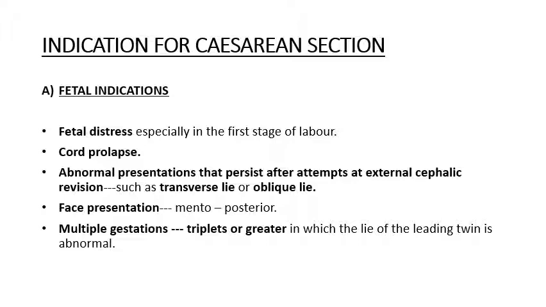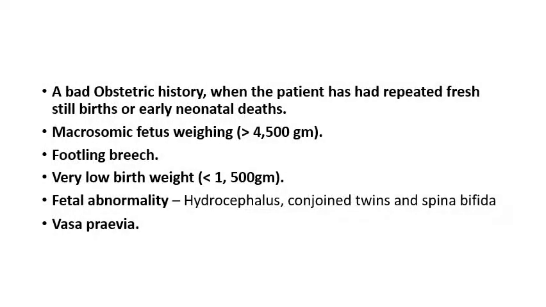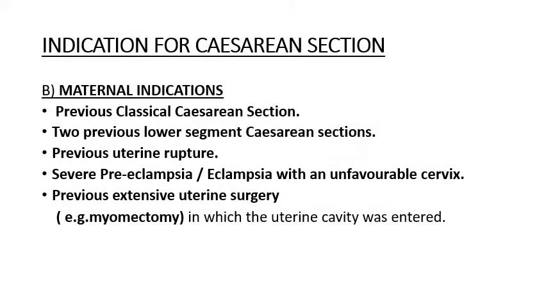Usually, another way of classifying cesarean sections is relative indications and absolute indications. Then you can break this into relative fetal indications, relative maternal indications, and so on. So, maternal indications: previous classical cesarean section, two previous lower segment cesarean sections.